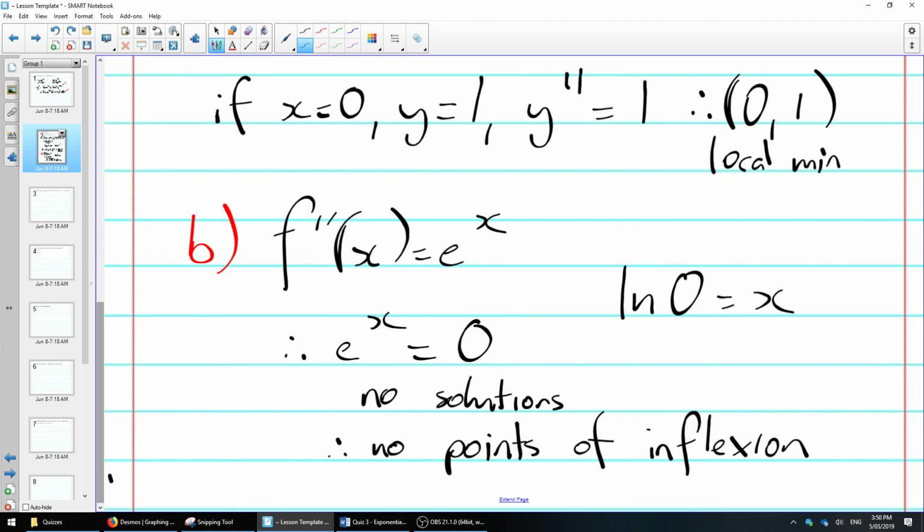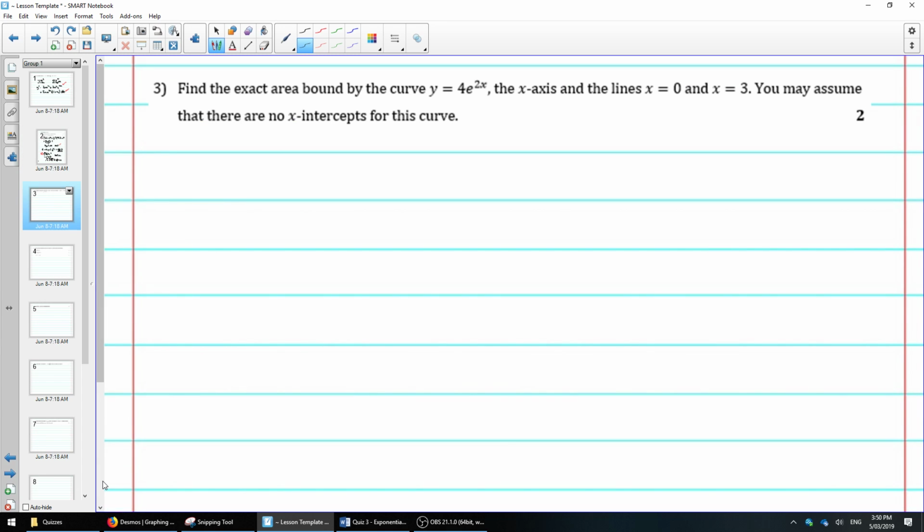Cool. So going into question 3. We want to find the exact area bound with the curve, the x-axis and the lines x equals 0 and 3. If I were to do a really quick sketch of that, it will kind of look like that. And we want to do it between.